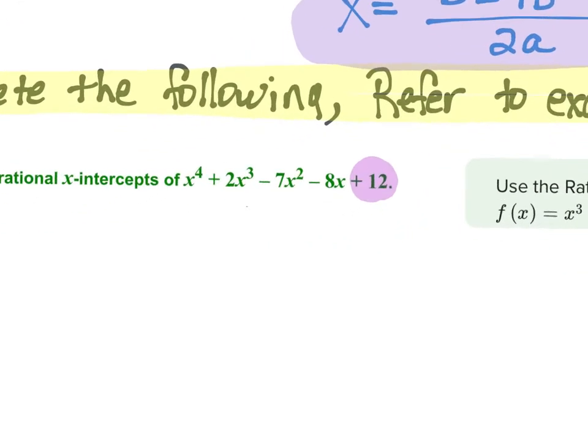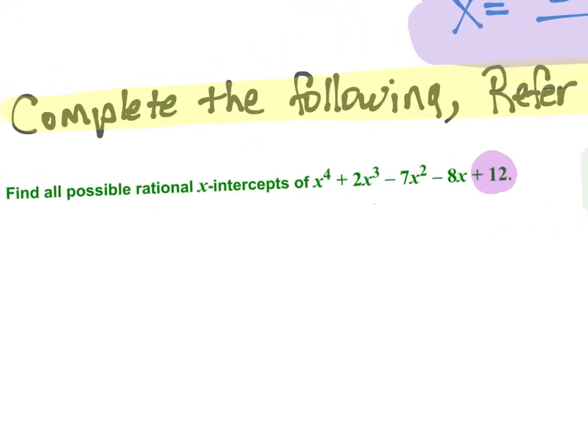All right, so if we look here at number 1. First thing you always ask yourself is, can I factor anything out? If you can factor something out, do that. But if you can't, then you have to do our P over Q.